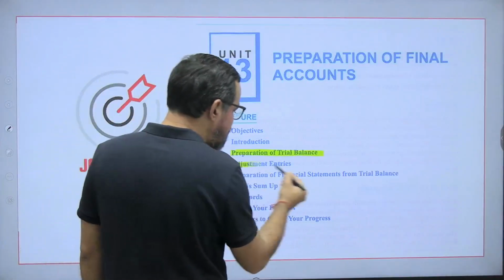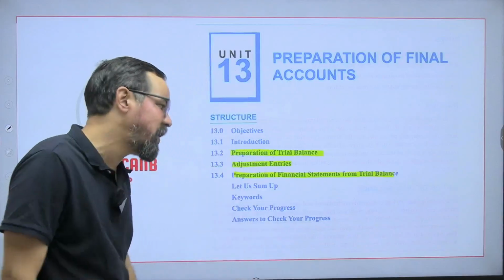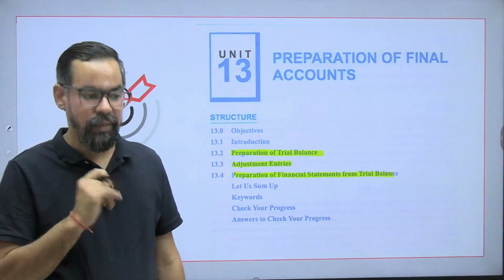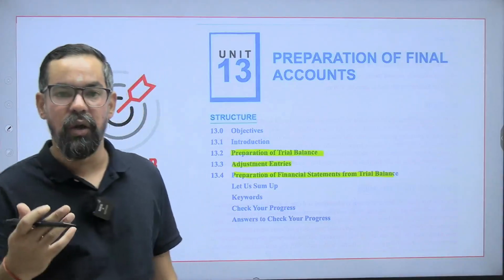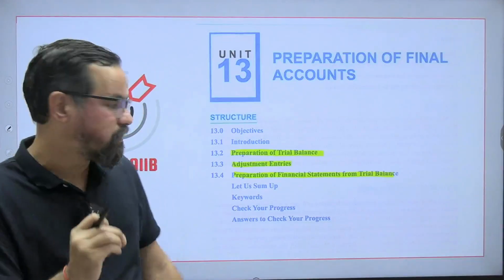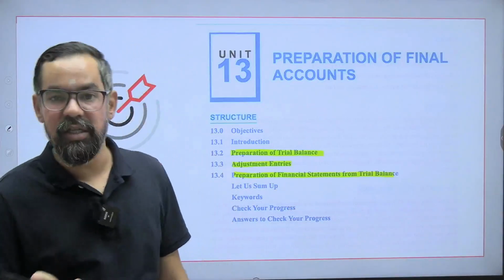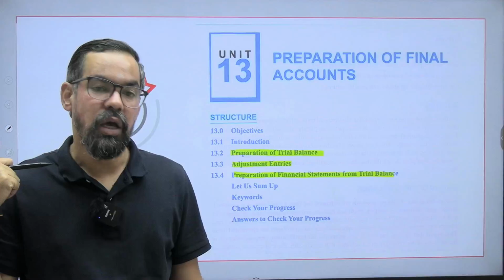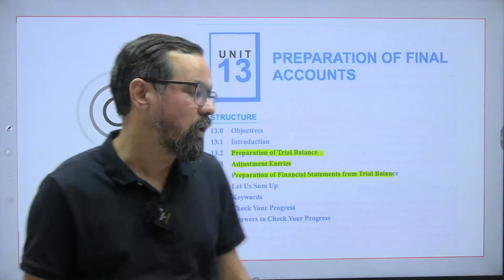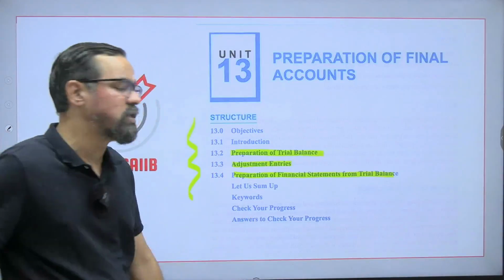Then, adjustment entries and preparation of financial statements from the trial balance, which include your trading account. Basically we will be discussing three major accounts: one is the trial balance, another is your profit and loss account, and the balance sheet, which we have discussed in the previous session itself. So we'll be revising things with that. All right, so this is the core concept part of this topic.